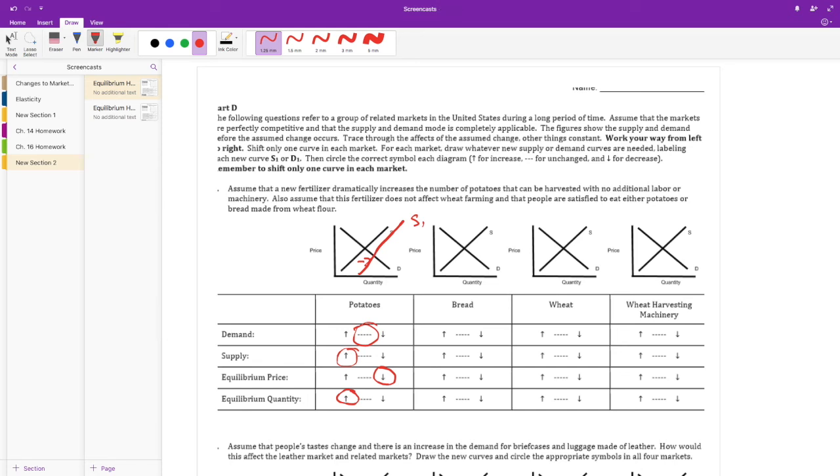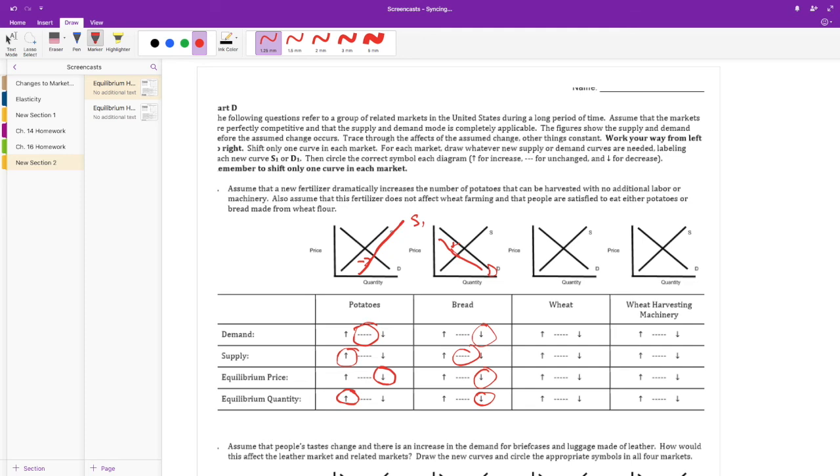Well, the problem says bread and potatoes are substitute goods. People will eat either of them. So if potatoes are less expensive, I would expect people to eat more potatoes and less bread. Demand for bread is going to shift to the left. Demand decreases, price decreases, quantity decreases.